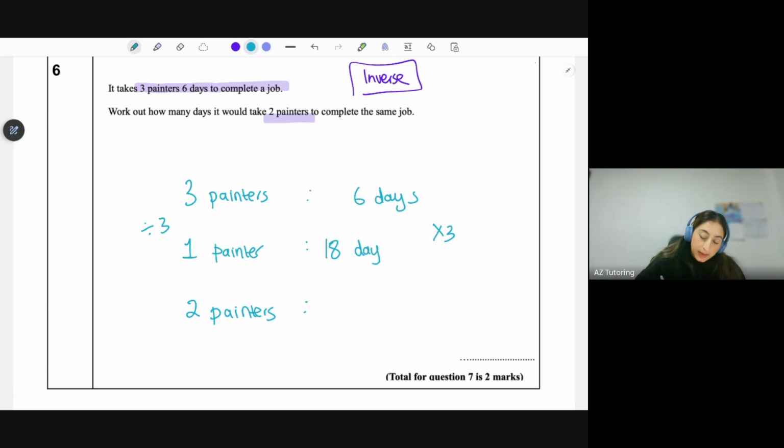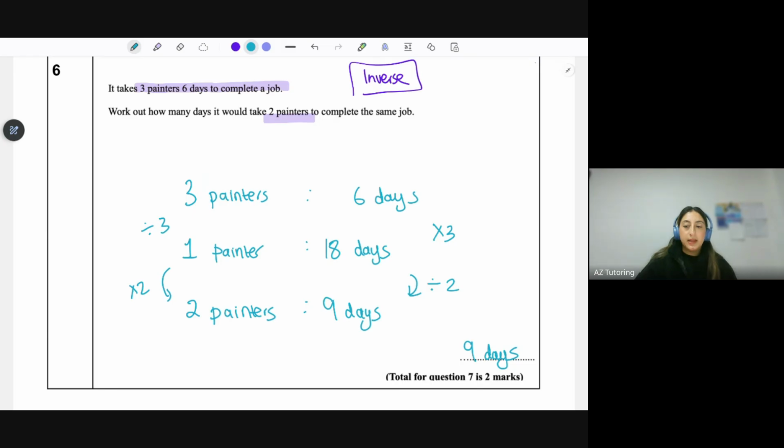So if it's only one painter doing the same job, it's going to take them 18 days because it's only one set of hands. But now if I have 2 painters doing it, it's going to take them half the amount of time, 9 days. So if you think logically, if you got one painter painting a full house, it's going to take them 18 days. But then if you introduce another painter, they're going to do it in half the amount of time because it's 2 sets of hands now. So therefore, it's going to take the 2 painters 9 days to complete the same job.